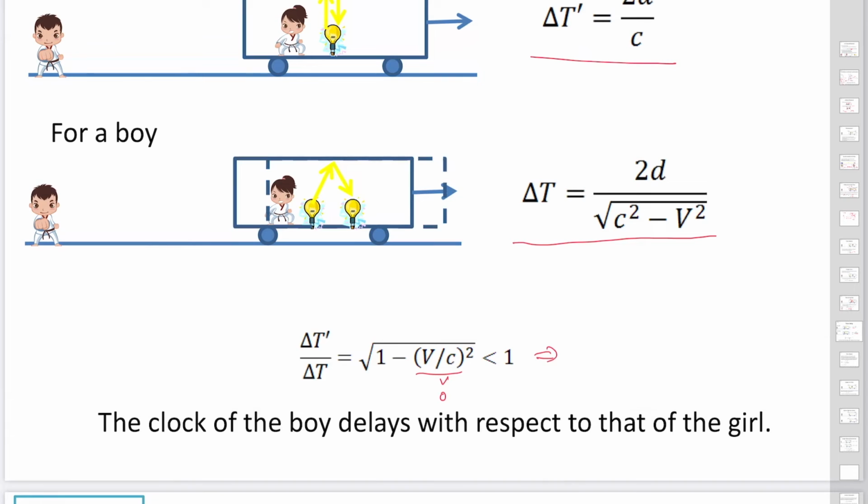This is a positive quantity, so it should be less than 1. So this means delta t prime is smaller than delta t. For the boy, it takes longer to observe the same event. So this means the clock of the boy is delayed with respect to the clock of the girl. So this is time dilation.